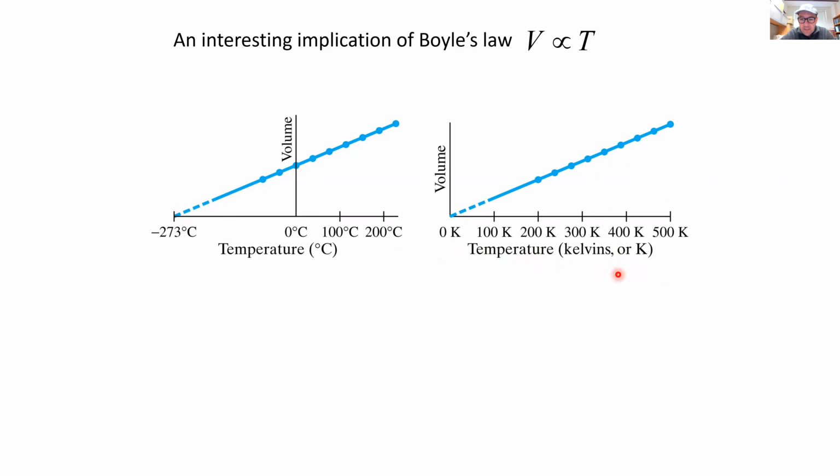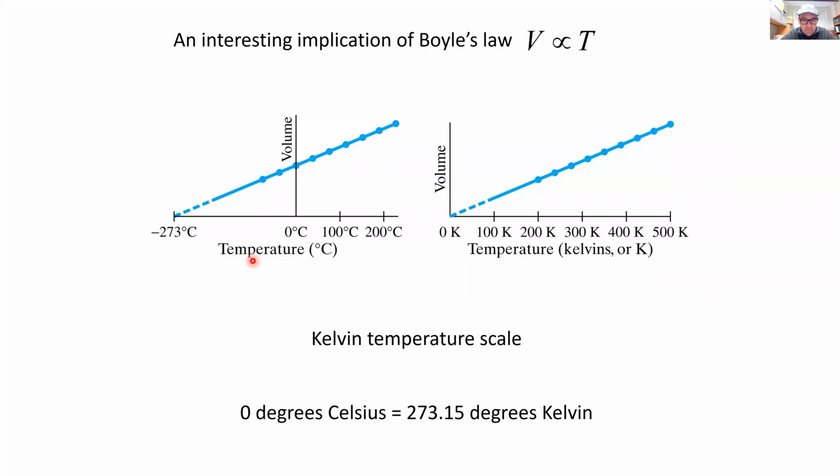So that's why the Kelvin temperature scale is basically the Celsius temperature scale, but shifted so that the 0 is now over here. That's the Kelvin temperature scale, which is what you use scientifically. And 0 degrees Celsius equals 273.15 degrees Kelvin. So that's somewhere over here, right?